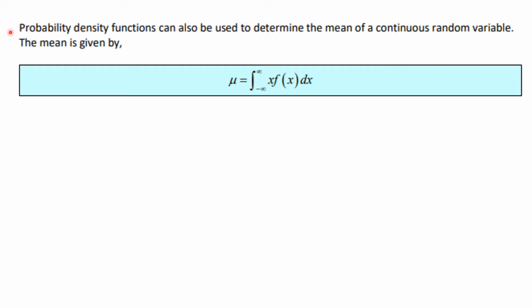Another concept. Probability density functions can also be used to determine the mean or average of a continuous random variable. The mean is given by, this is the Greek letter mu, which stands for the population mean. Mu is equal to the integral from minus infinity to infinity of x times f of x dx.